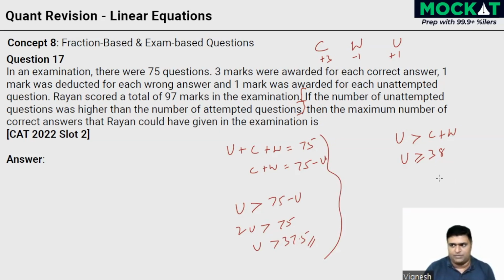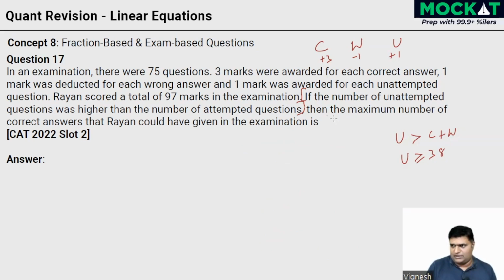At least half the paper should be unattempted, if unattempted is more than attempted. Makes sense, that bit? Right. So if the number of unattempted is higher than the attempted, then we get U is greater than or equal to 38. Okay. Then the maximum number of correct answers that Ryan could have given in the examination is what?